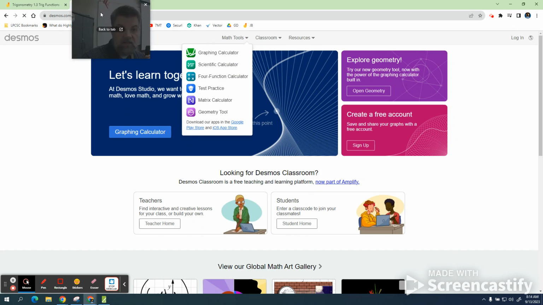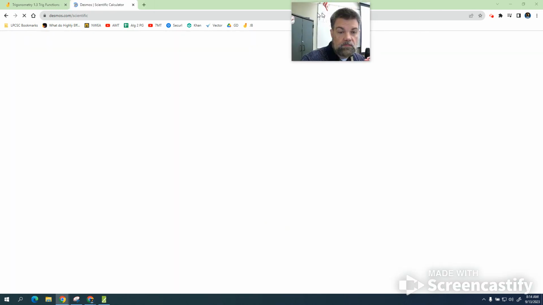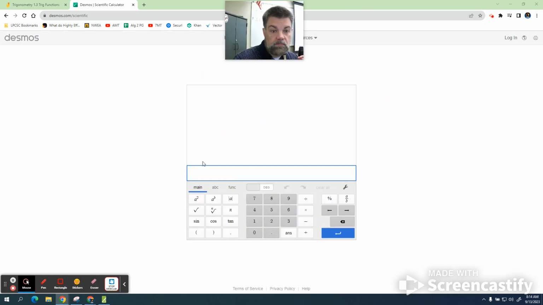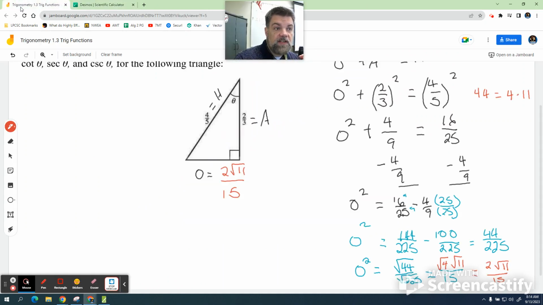And we'll do the scientific calculator. So what I'm going to do is take this, square it, add it to this and square it, then take the square root, and I should get 4/5. Okay, that's how you double check it.